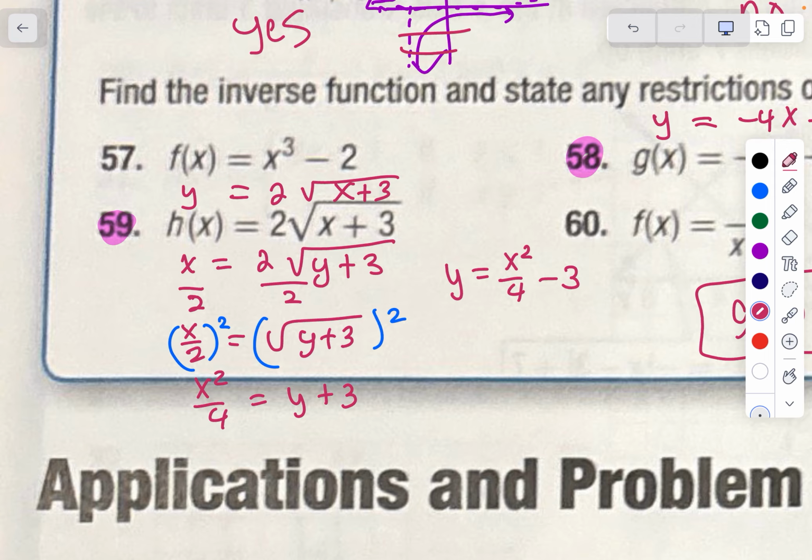Now this time they called it h, so to put it in correct inverse notation, just put an h with a little -1 next to it. It's not a power, it's just an inverse.